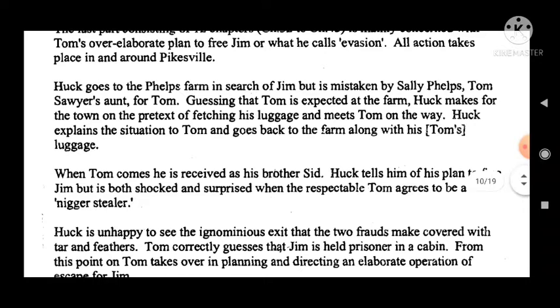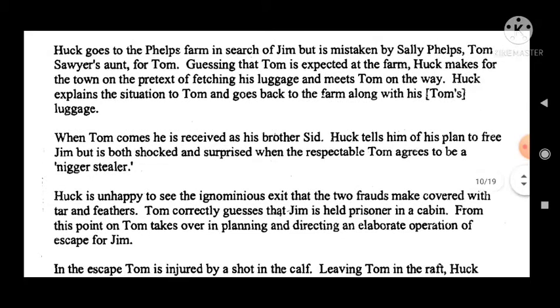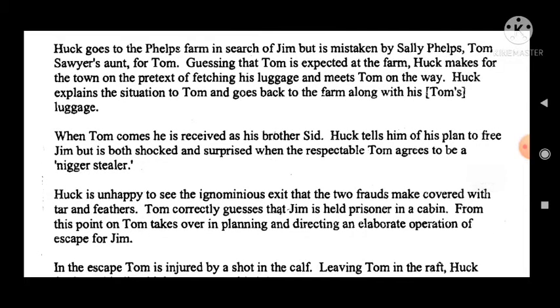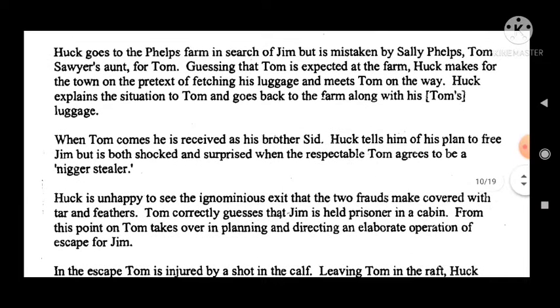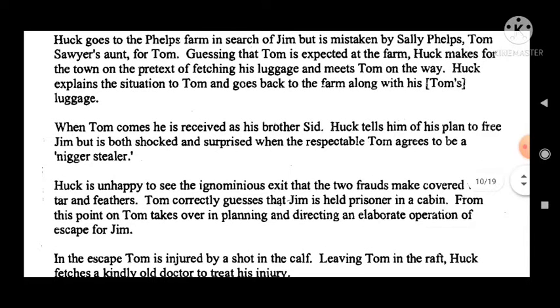Huck goes to Phelps' farm in search of Jim, but is mistaken by Sally Phelps, Tom Sawyer's aunt, for Tom. Guessing that Tom is expected at the farm, Huck makes for the town on the pretext of fetching his luggage and meets Tom on the way. Huck explains the situation to Tom and goes back to the farm along with Tom's luggage.